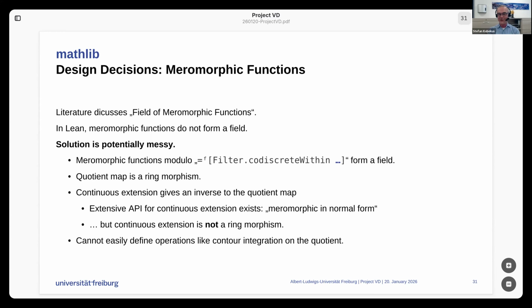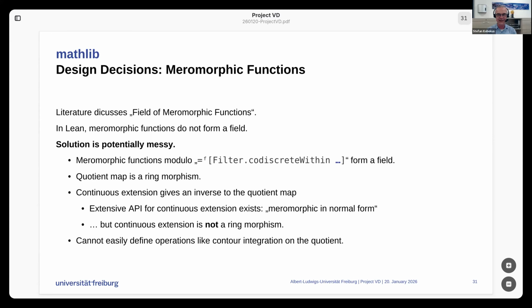So maybe we should have taken this as a definition of a meromorphic function, but then again, we have new problems. The quotient map is a ring morphism. So if you have an honest meromorphic function and you map it to the meromorphic functions modulo that relation, that's very nice. Obviously, when you have the function that's almost everywhere zero and has a few discontinuities, you can do continuous extension. And that is, if you wish, a section from the quotient set, which is a field, into the meromorphic functions again. However, that is not a ring morphism, and then all problems come along.